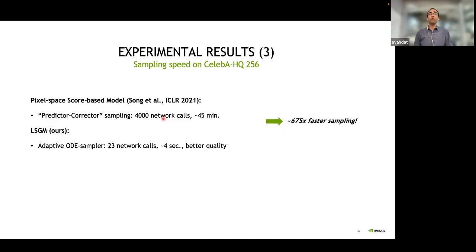As I promised you, one of the main reasons why we wanted to come up with the latent score-based generative model was accelerating sampling. At the time when we were doing this paper, we compared our method on the CelebA dataset to the paper I mentioned that got the best paper award at ICLR 2021. They used a sampling technique called predictor-corrector that involved 4,000 network calls. When we ran this on a batch of, I think, 128 images, it took 45 minutes to sample one batch. Compared to our method, which required only 23 network calls done in 4 seconds, we got around a 700 times speedup by doing our sampling in the latent space.